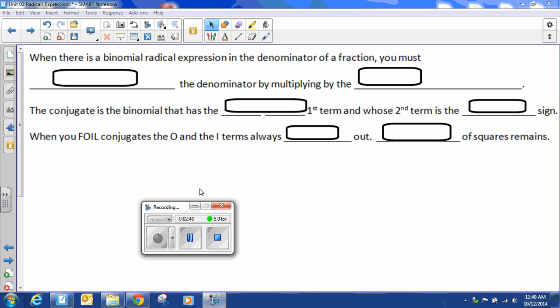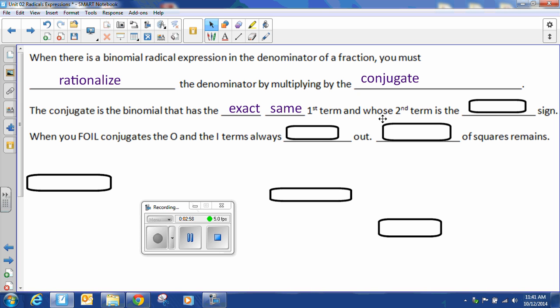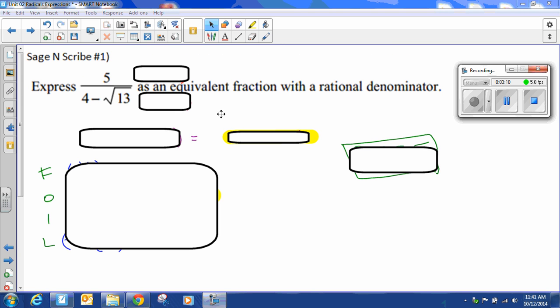When there is a binomial radical expression in the denominator of a fraction, you must rationalize the denominator by multiplying by the conjugate. The conjugate is the binomial that has the exact same first term and whose second term is the opposite sign. When you FOIL conjugates, the O and the I terms always cancel out. The difference of squares remains. Let's take a look at another example.